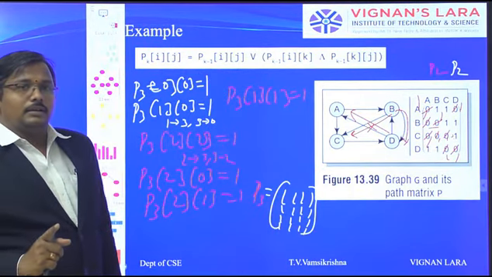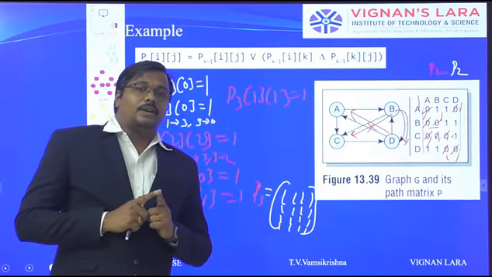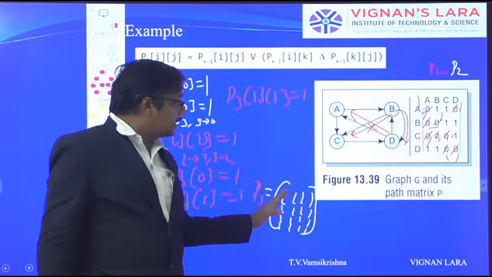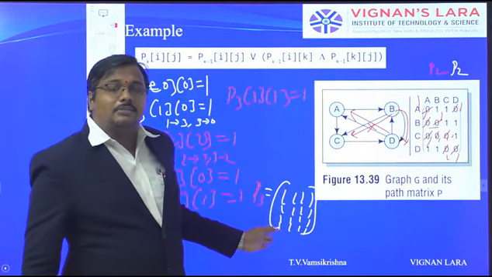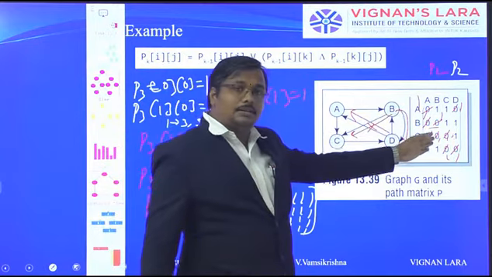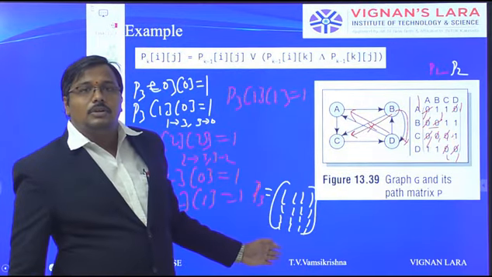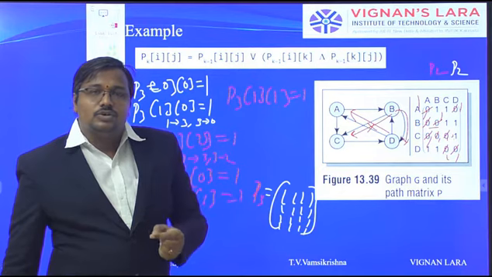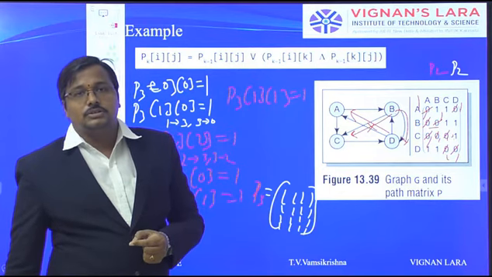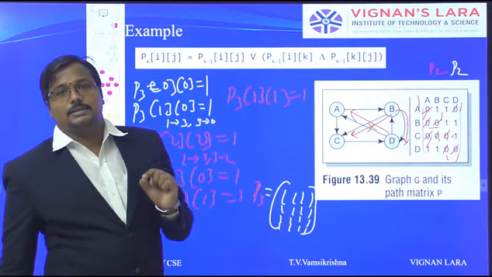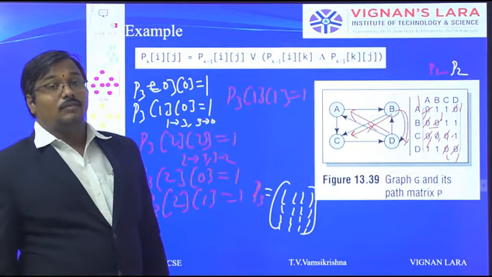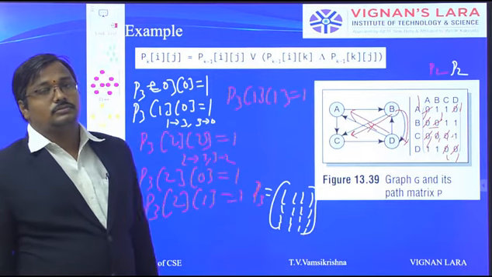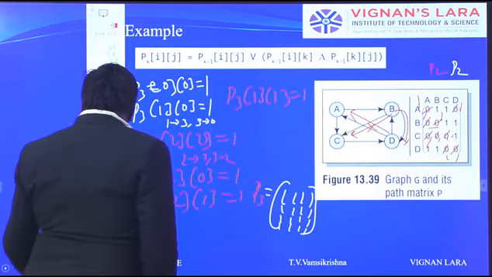Means by considering each and every vertex as a via vertex, we are getting the path matrix. So this is the first matrix, this is the second matrix, and at last we are getting the path matrix like this. Means, from each and every source to each and every destination, some alternate path is existing. This is the Warshall's algorithm output. Right? So this is the way to calculate the path matrix.